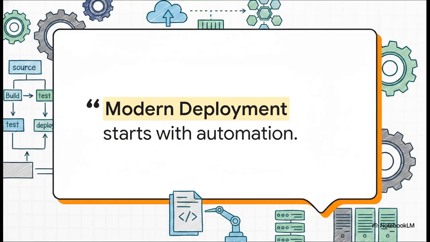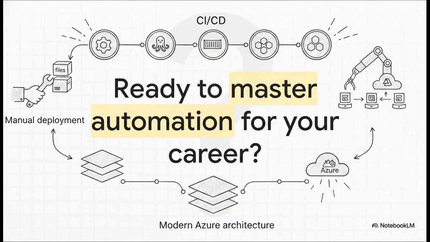The core takeaway from our source material is simple, but man, it is powerful. Modern deployment starts with automation. Master Azure DevOps, master your career. Understanding these pipelines, really understanding how Azure Container Registry talks to Azure Kubernetes Service, or how to write a YAML file that completely automates your infrastructure, these are exactly the kinds of skills that separate an average engineer from an elite architect. The tools are all literally right there.